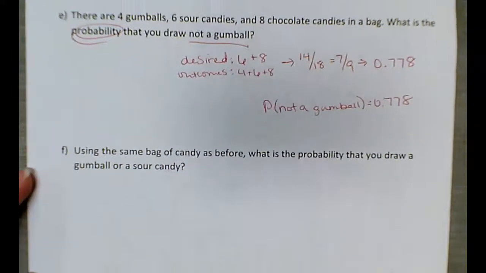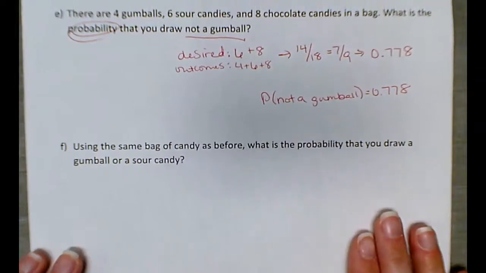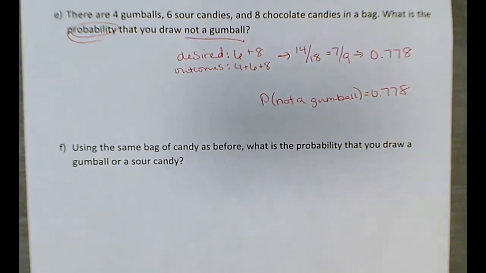So what I'd like for you to do, since we've been doing all of these together, I'd like for you to pause your video and try problem F. It says, using the same bag of candy as before, as in part E, what is the probability that you draw a gumball or a sour candy? So pretend like you're drawing out a gumball or a sour candy and find the probability of that event.